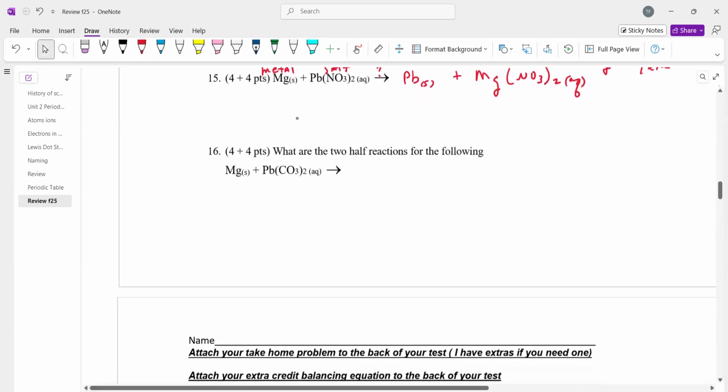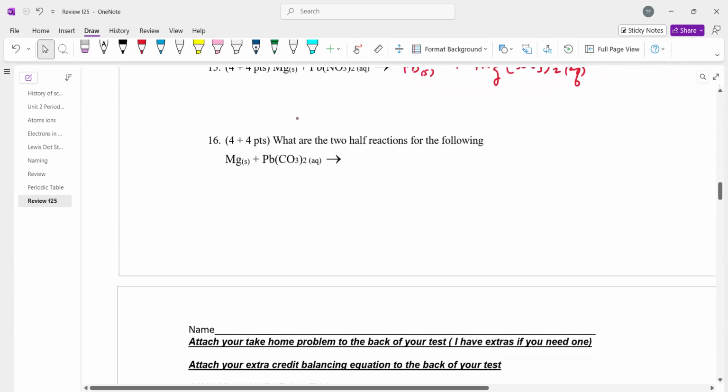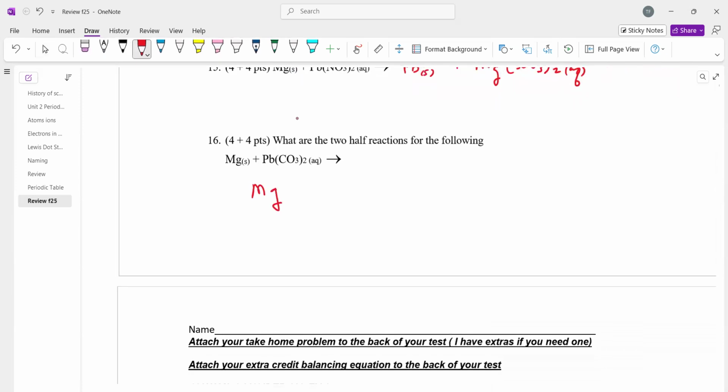What are the two half reactions? Now remember, half reactions show the electrons. So we had magnesium is one, lead is the other. Now the lead is +4. The magnesium is +2. Okay, so because we start on the left at net 0, the right has to be 0 as well.